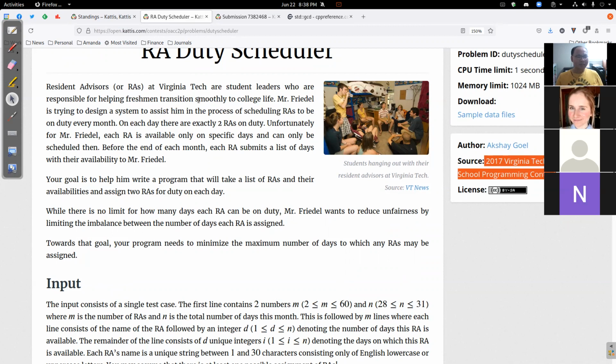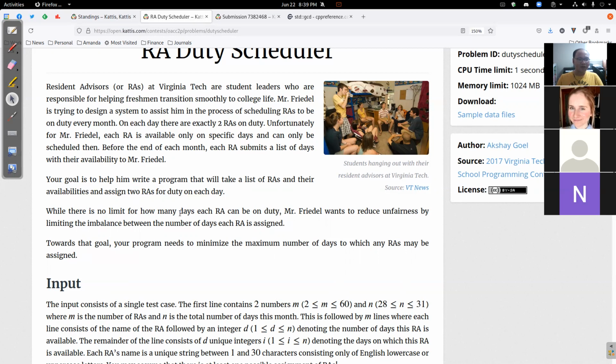Okay, you're trying to design a system to assist them in the process of scheduling RAs to be on duty every month. On each day, there are exactly 2 RAs on duty. Each RA is available only on specific days and can only be scheduled then. Before the end of each month, each RA submits a list of days with their availability to Mr. Fredo. Your goal is to help them write a program that will take a list of RAs and their availabilities and assign 2 RAs on duty each day.